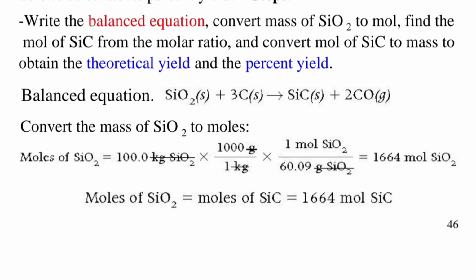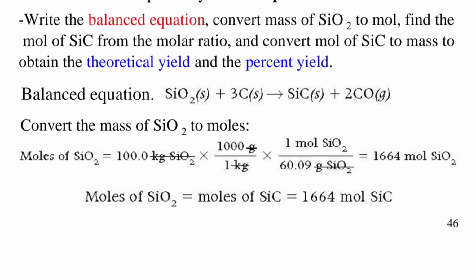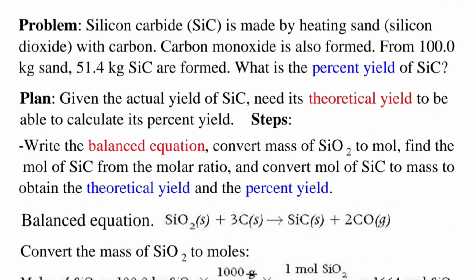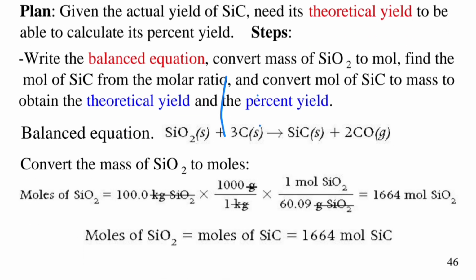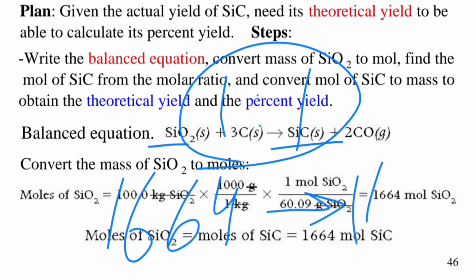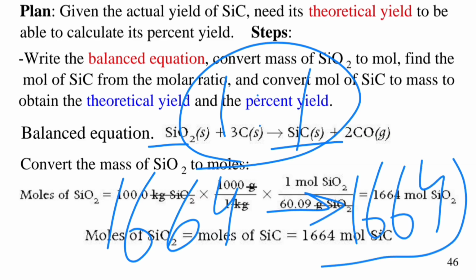In the exam these may be higher values, but in the exam you are given fewer, smaller numbers, so don't worry about these 1600-some moles. Finding moles of SiO2, this comes out to be this. You can see in the reaction there is a 1:1 molar ratio between SiO2 and SiC. So when moles of SiO2 come out to be 1664, then 1664 moles of SiC will be produced.